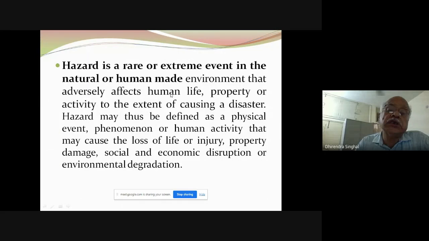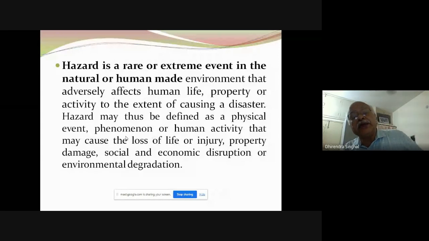Now, hazard. Hazard is a rare or extreme event in the natural or human-made environment that adversely affects human life, property, or activity to the extent of causing a disaster. If you see the wordings, it may thus be defined as a physical event, phenomenon, or human activity that may cause loss of life. That means if care is not taken, then hazard will convert into disaster. For example, an earthquake: if it is coming, but all the buildings are earthquake resistant, that means the loss will be minimum, then that earthquake can be a hazard, it will not be a disaster. But if the structures are not earthquake resistant, then there would be a big loss, then it would be a disaster, it would not remain a hazard.